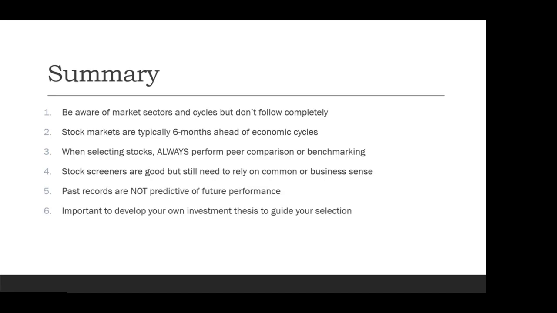Stock screeners are good, but you still need to rely on your common or business sense, right? Just like what I shared just now, the dividend yield is high, but whether it is sustainable or not, or whether the company is in good shape or not, you really need to look at the other financial ratios. And the fifth point is that past records or track records are not predictive of future performance. This is very, very true. It holds true to every company. Just remember that, like for example, I always say SPH, Singapore Press Holdings, right? It has always been performing, but until the digital age came in, it just didn't make it, right? So past records are not predictive of future performance.